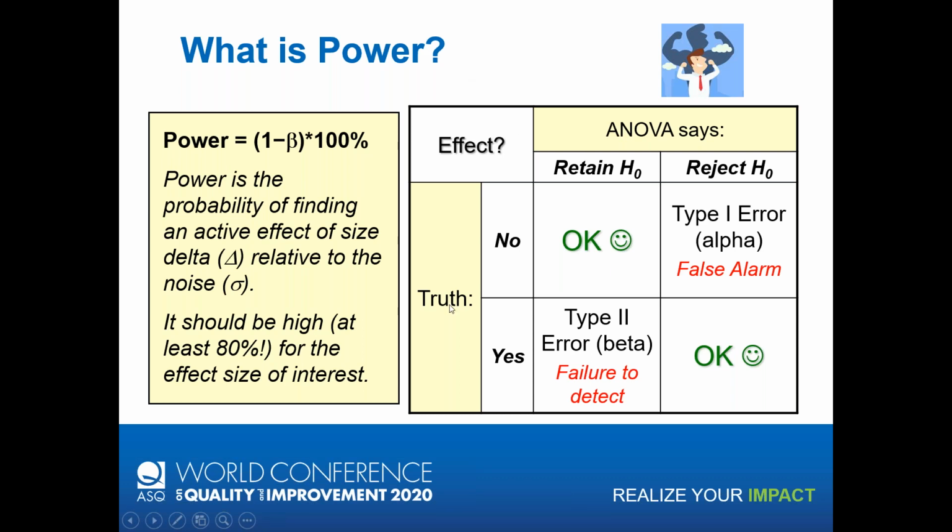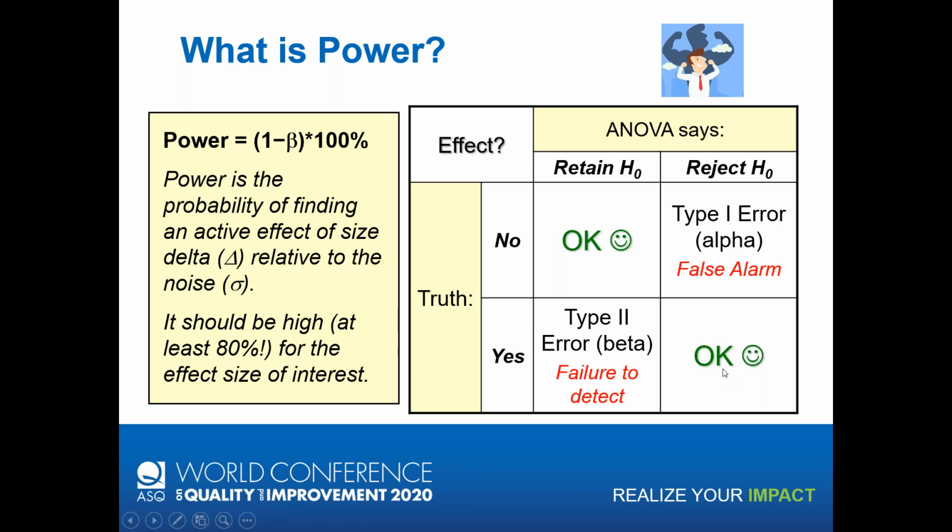We have the truth, which comes from the data, and we could either have an effect, yes or no. And then when we do the data analysis, the ANOVA is going to recommend that we either retain the null hypothesis, which means there's no effect, or reject the null hypothesis, which means there is an effect. Okay, so our favorite place to be is down in this lower right-hand corner, where the ANOVA is saying, hey, reject the null hypothesis, you have significant effects. And the truth is, yes, we have significant effects. That's great. We love to be there.